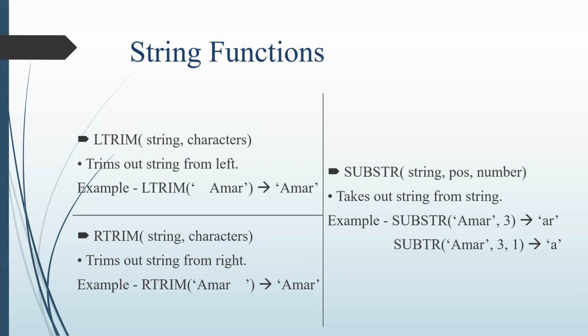In the next example, we are also specifying the number. It will again go to the third position, small a, and since we want only one character, because we have given the value of number as 1, it will only take the small a as the substring value and give it as the output.